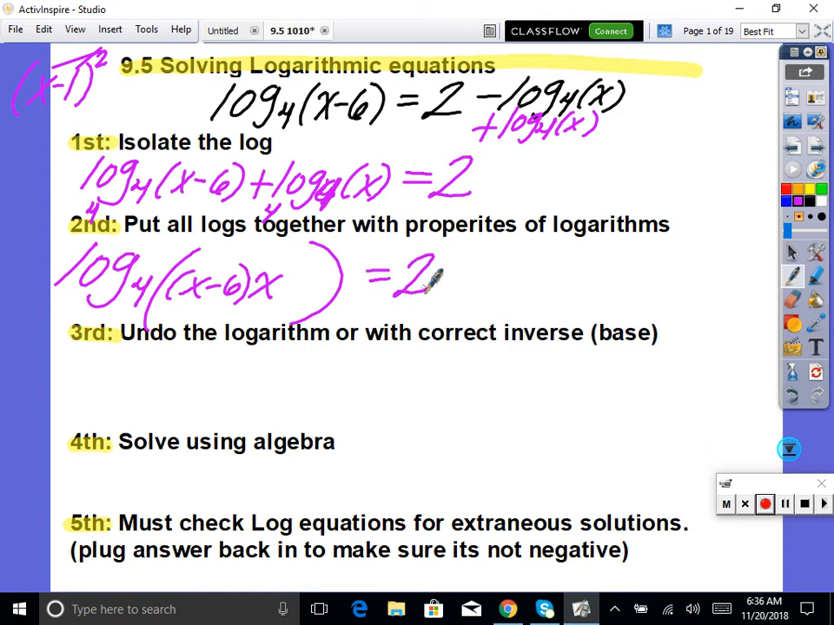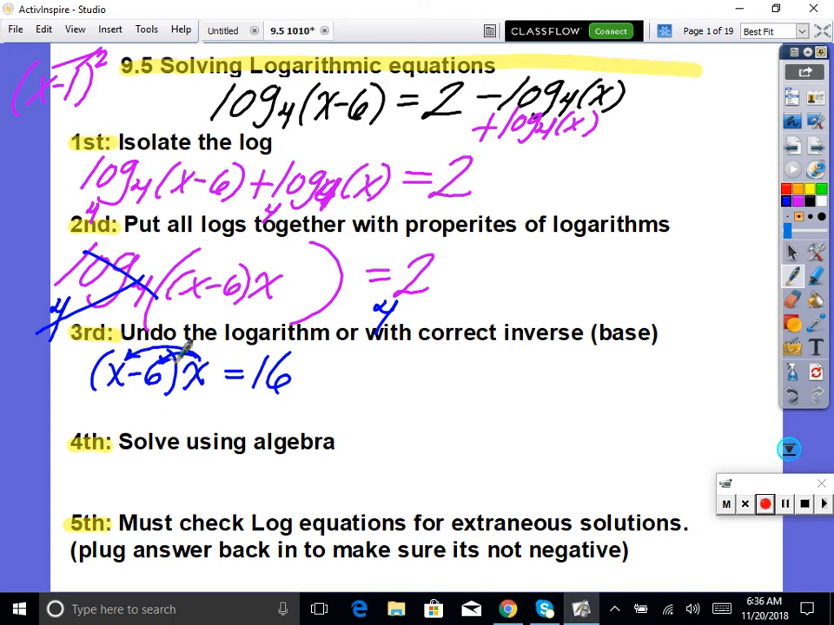So now from there, because we have only 1 logarithm, we can undo the logarithm with the correct inverse. So we're going to base 4 both sides, because that's what undoes log base 4. So now base 4 and log base 4 cancel out. And we have x minus 6 times x. That's equal to 4 squared, which is 16. Now from here we have a quadratic, correct? So we need to actually distribute this through and get it in standard form.